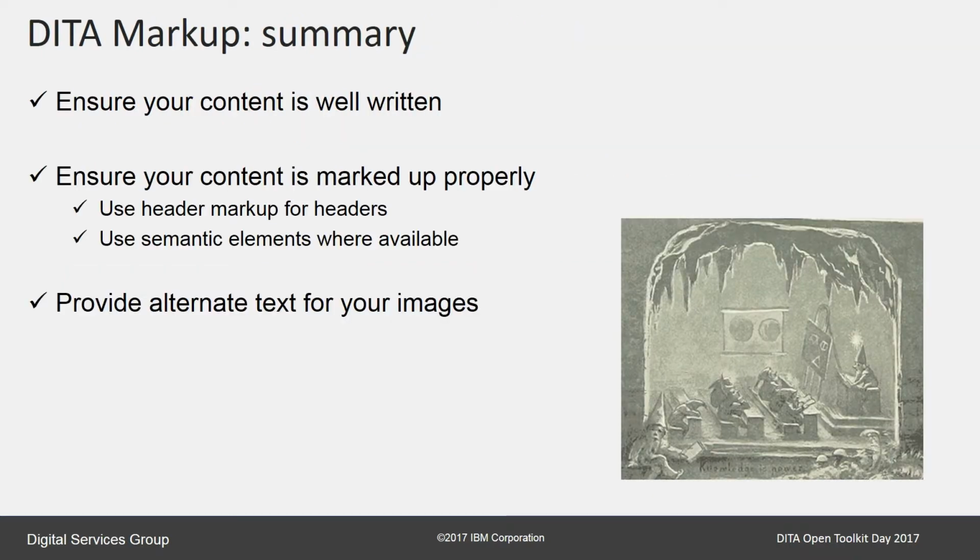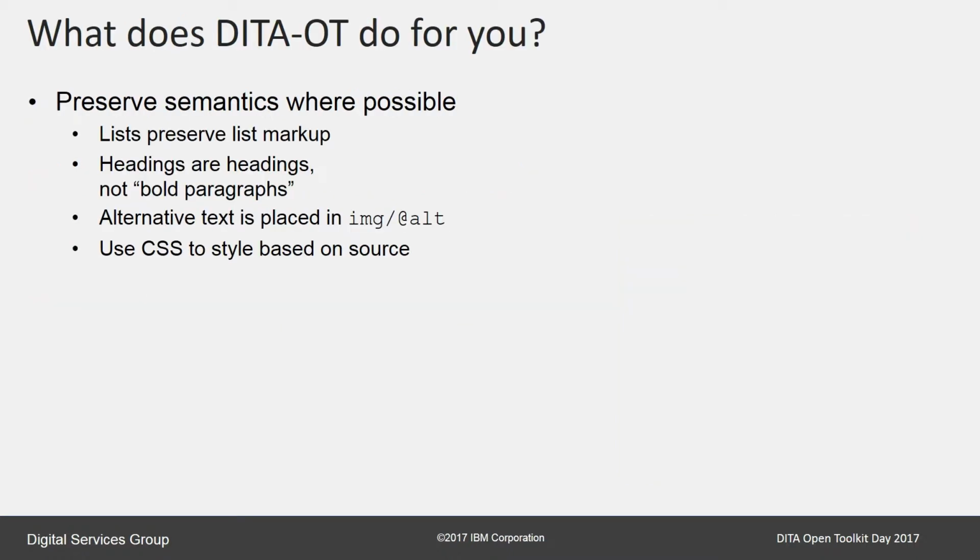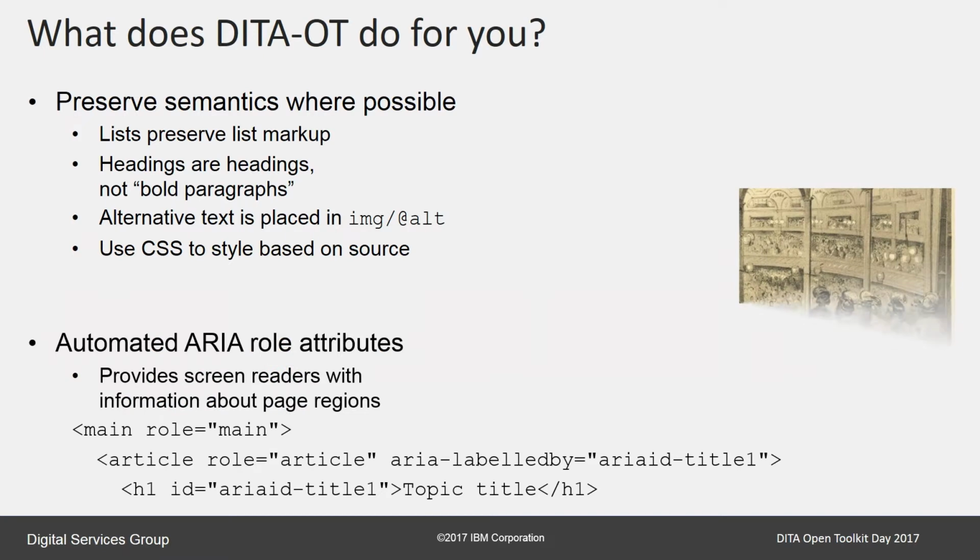So, summary for your content, make sure it's well written, marked up properly, and don't forget that alternate text for your images. What does the toolkit do for you? Well, whenever there's semantic information in your DITA markup, preserve that through to the HTML markup. Headings are headings. We don't turn them into bold paragraphs and lose the semantics because that would be silly. Preserve things like alternate text and then use CSS rather than creative elements to try to style things.